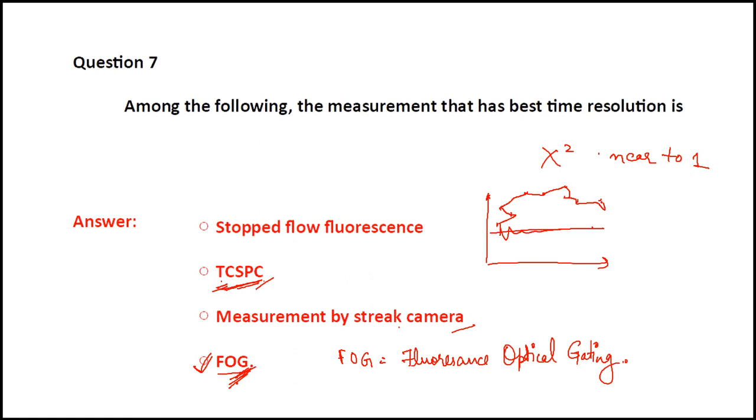Yeah, so it is not that clear. The signal is not as clear as you get in TCSPC. But if you talk about the time resolution, in the case of FOG, the time resolution is quite a bit better than TCSPC. Got it? So for each instrument, there are some good points and bad points as well.